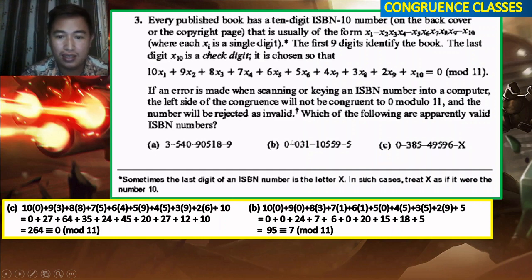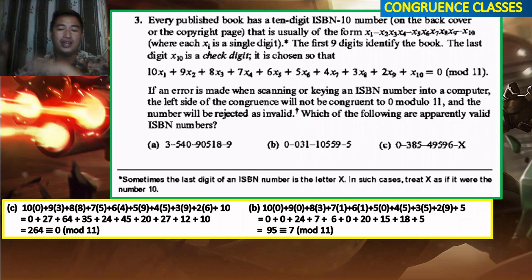Okay. This is the number for B. So, again, start with 10, then times parentheses, 10, 9, 8, and so on, until 2, and then substitute 0, 0, 3, 1, 1, 0, 5, 5, 9, 5. Okay, so substitute. Then we multiply. So 10 times 0 is 0, 9 times 0 is 0, and so on. After that, we add everything, and the answer is 95.